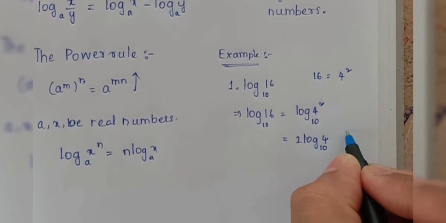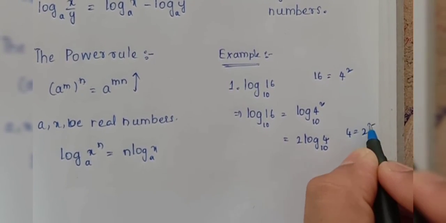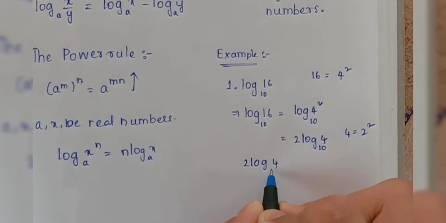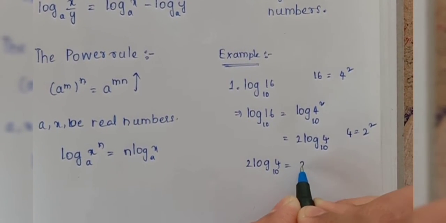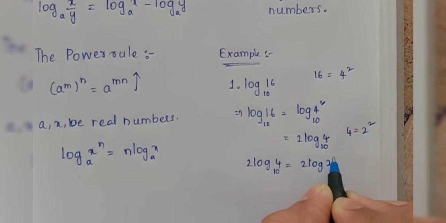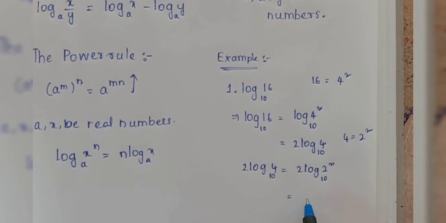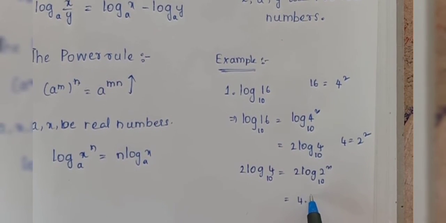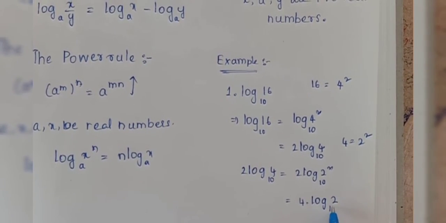Again 4 can be written as 2 square. Then 2 log 4 to the base 10 can be written as 2 log 2 square to the base 10, that is n into log x, that is 4 into log 2 to the base 10.